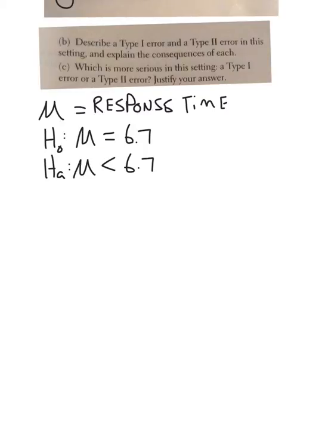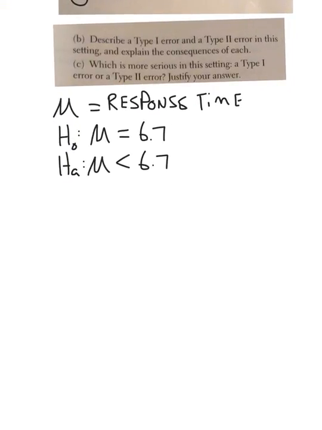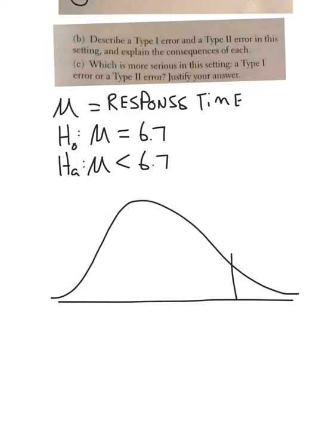Now let's think about the type 1 and type 2 error. So I'm going to draw a picture like this. Okay, just something like this. Now, let's just say we get a p-value and we have a sample and the average is much less than 6.7. And we are underneath our alpha level, which means we would reject the null hypothesis. Which type of error is that? Well, rejecting the null hypothesis when the null hypothesis is true, that's a type 1.